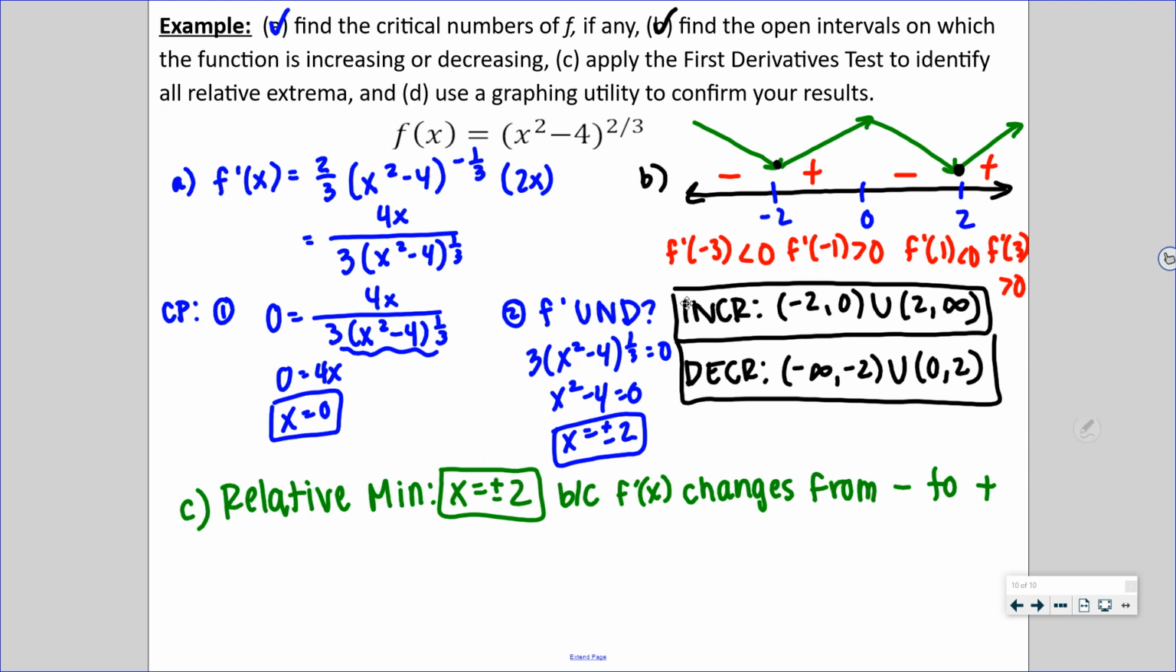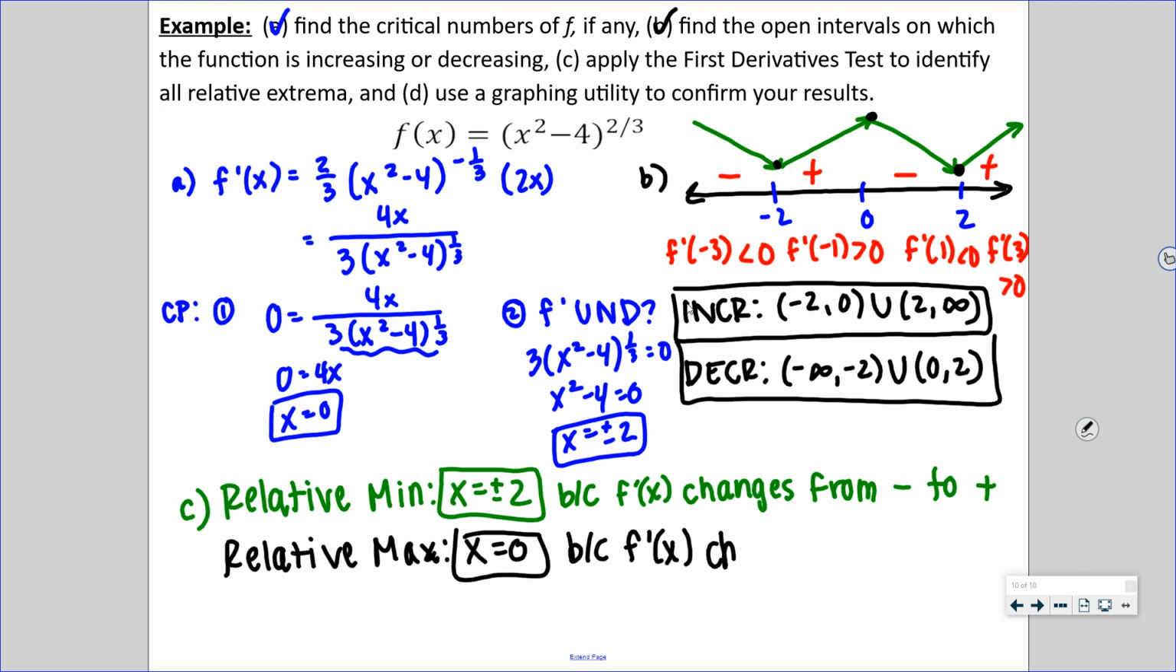And then I have one relative max, it looks like, at x equals 0, because our derivative changes from positive to negative.